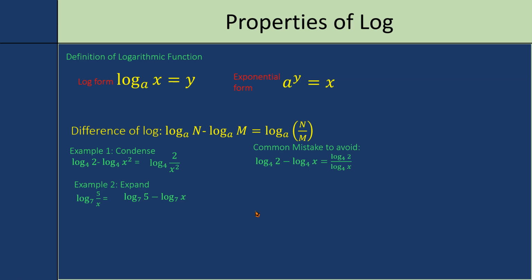Okay, x is at the bottom, so it's a subtraction. Common mistake to avoid here. You see subtraction here, and they put log of this over log of that. No, it's the log of the arguments divided by each other. Okay, so that one is wrong.